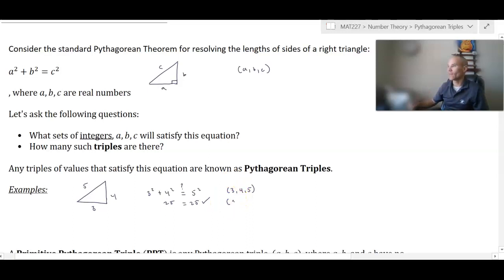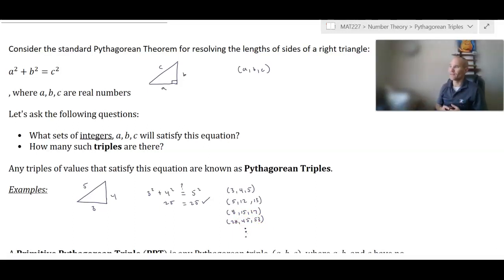Now, it turns out 5, 12, and 13 form another triple. We get 25 plus 144, which is 169, which is the same thing as 13 squared. Then we can also verify that 8, 15, 17 would be one, 28, 45, and 53 would be yet another one. The uncertainty lies in, well, how many are there and how do we come up with these?